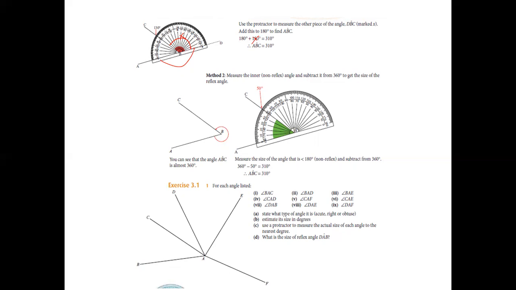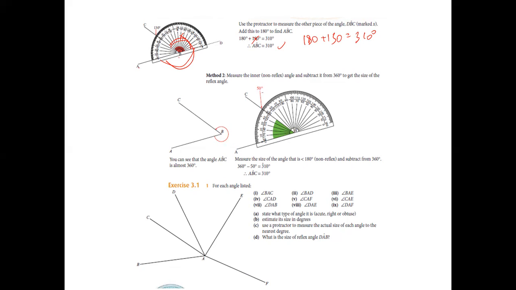It doesn't matter. So the answer is 310. It's automatically equal to 130. Yes, 180 plus 130 is equal to 310 degrees. So ABC is 310 degrees. The answer is: ABC is a reflex angle equal to 310 degrees. Okay, and there is a second solution for measuring this reflex angle.